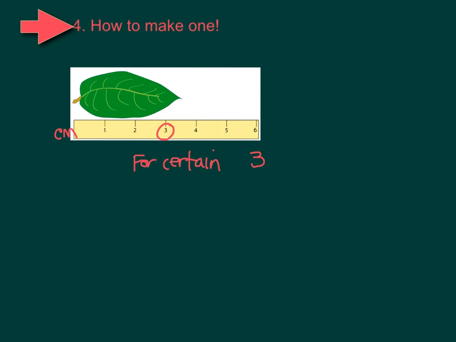Now, where this gets tricky is that this particular ruler doesn't have little graduations or little lines in between the 3 and the 4.